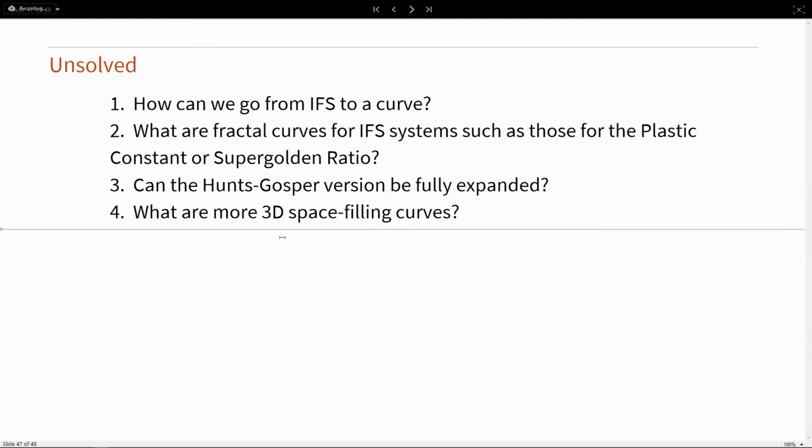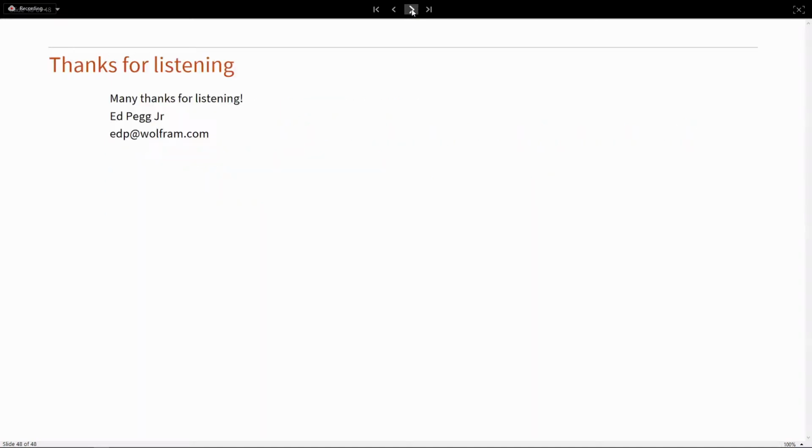And also, what are some other 3D space filling curves? Bill Gosper has been working on a 3D version of the Gosper curve, but I wasn't able to get his code to work. So that's something I would like to get a better version of. So that's what I had prepared, and I'll be glad to take any questions that people have.